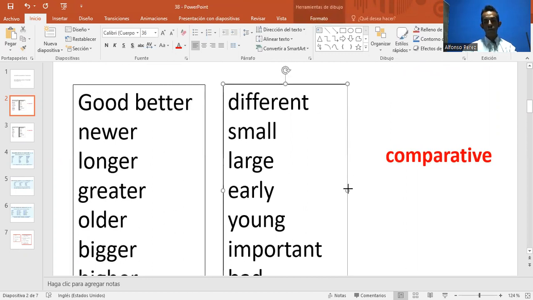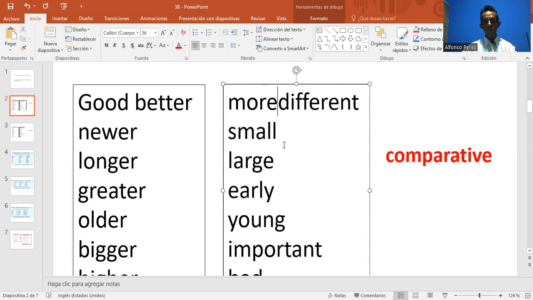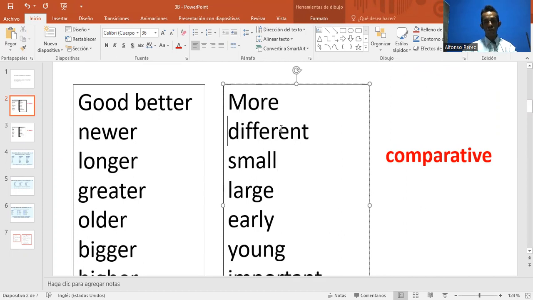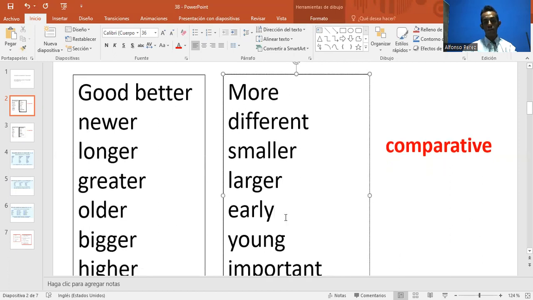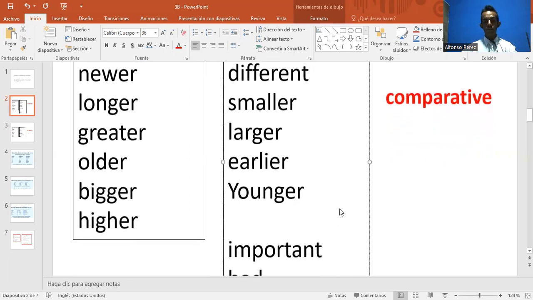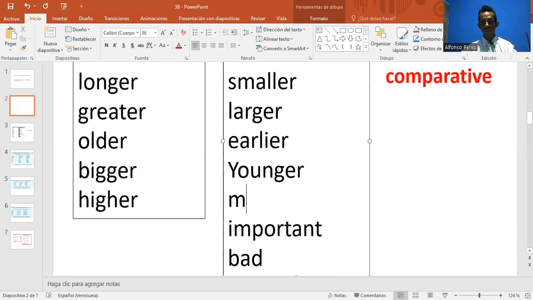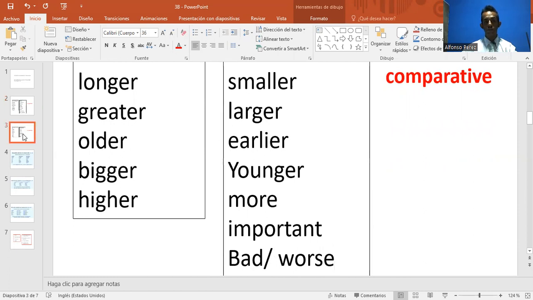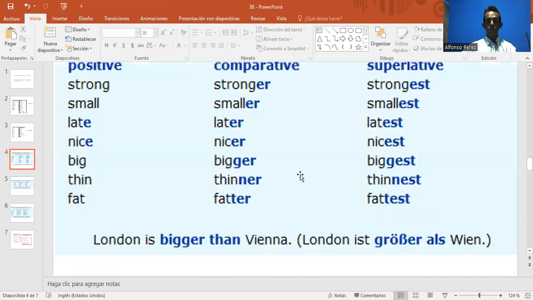Okay, for some adjectives that have more vowel sounds, we say more different. Small is short, you say smaller. Big, large, you add R, larger. For early, you change Y for I, earlier. For young, ER, younger. For important, you say more important. For bad, you use an irregular form, worse. Irregular means it's different. Okay, let's take a look at the rules here.